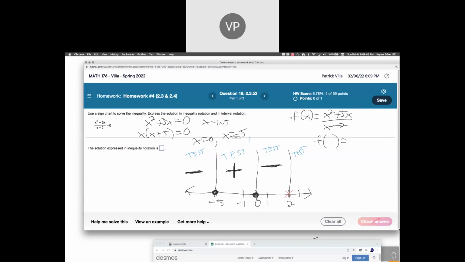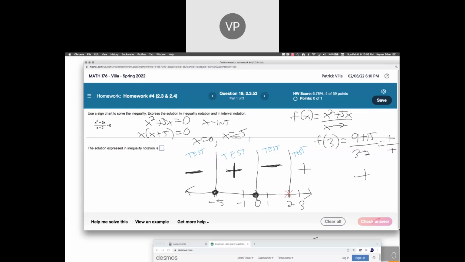So over here, this final region, let's just test 3. We get 9 plus 15 over 3 minus 2. We get a positive over a positive, so that is going to be a positive. All right, so we know where our graph is going to be above and below the x-axis.